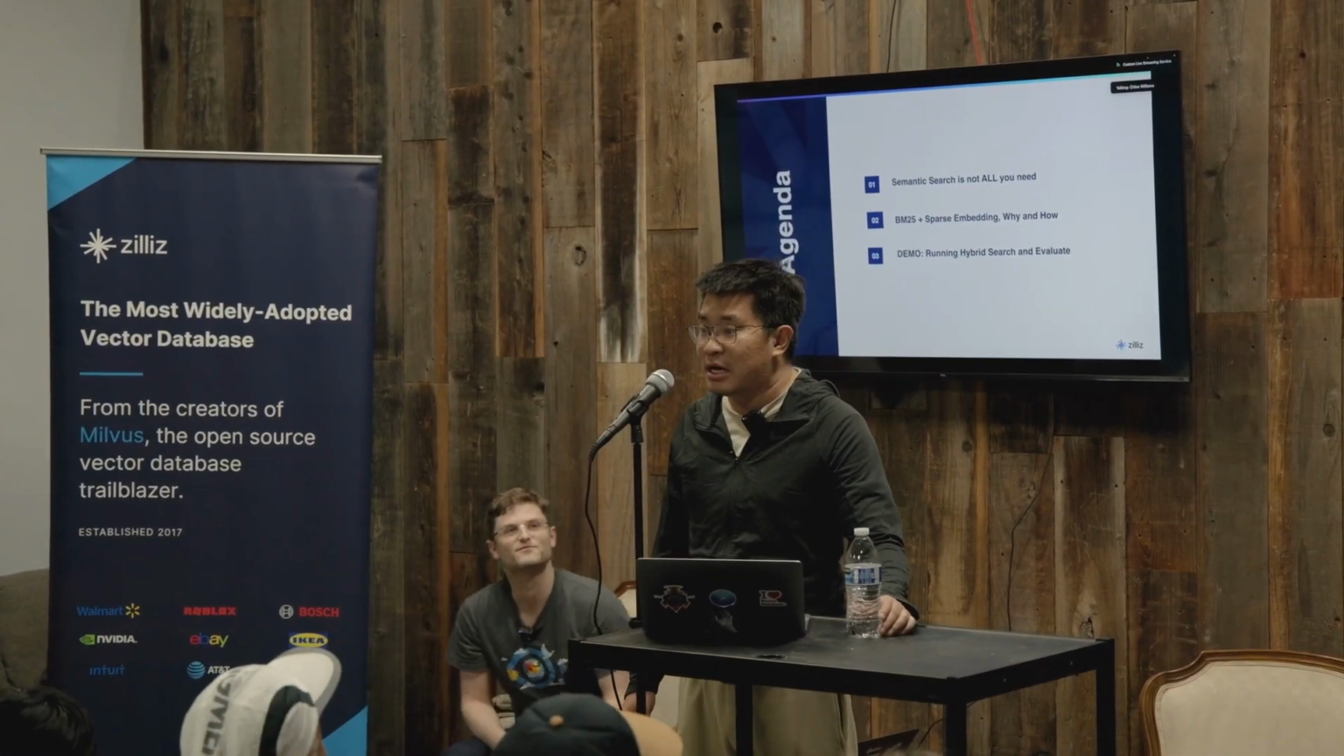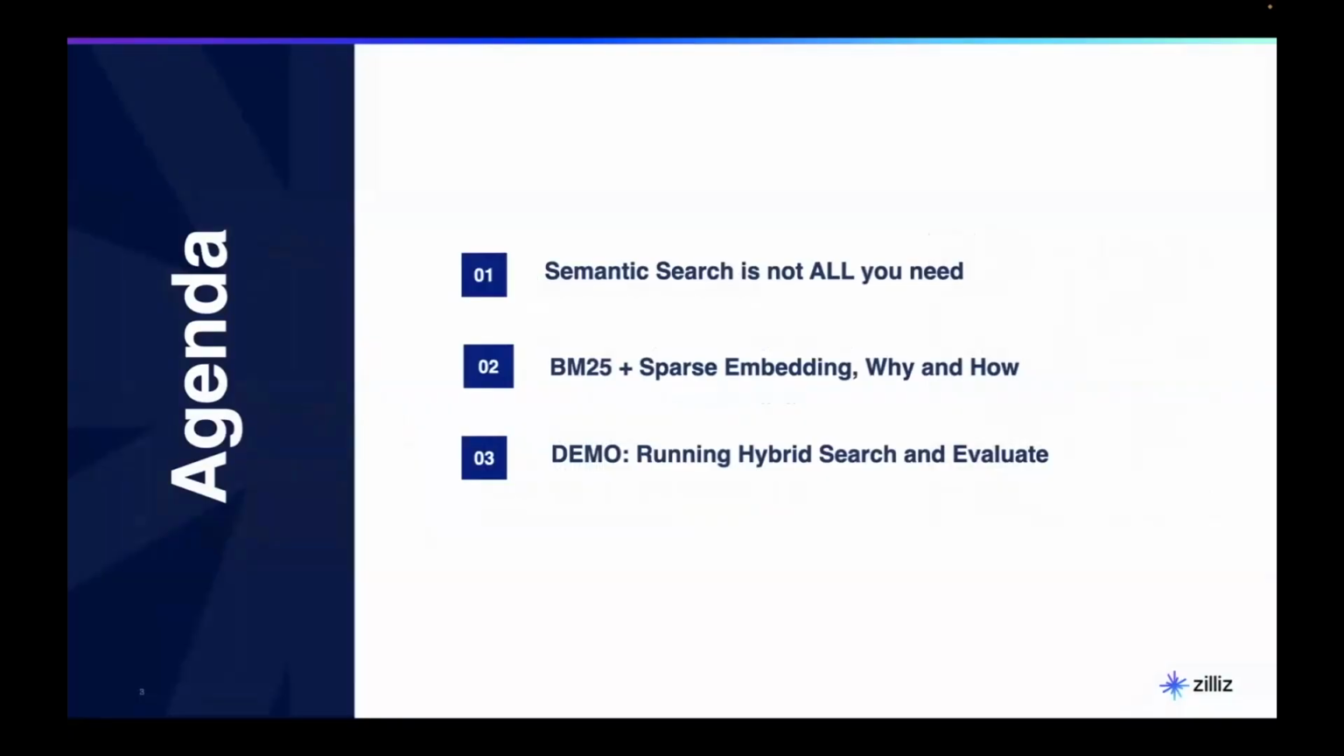Today my talk will cover 3 different parts. One is why semantic search is not all you need, especially when you build RAG applications. Second is how we're going to do it, and why it is better than a lot of the existing solutions. Last one, I want to give a quick demo about how you can write very simple code to implement RAG with hybrid search.